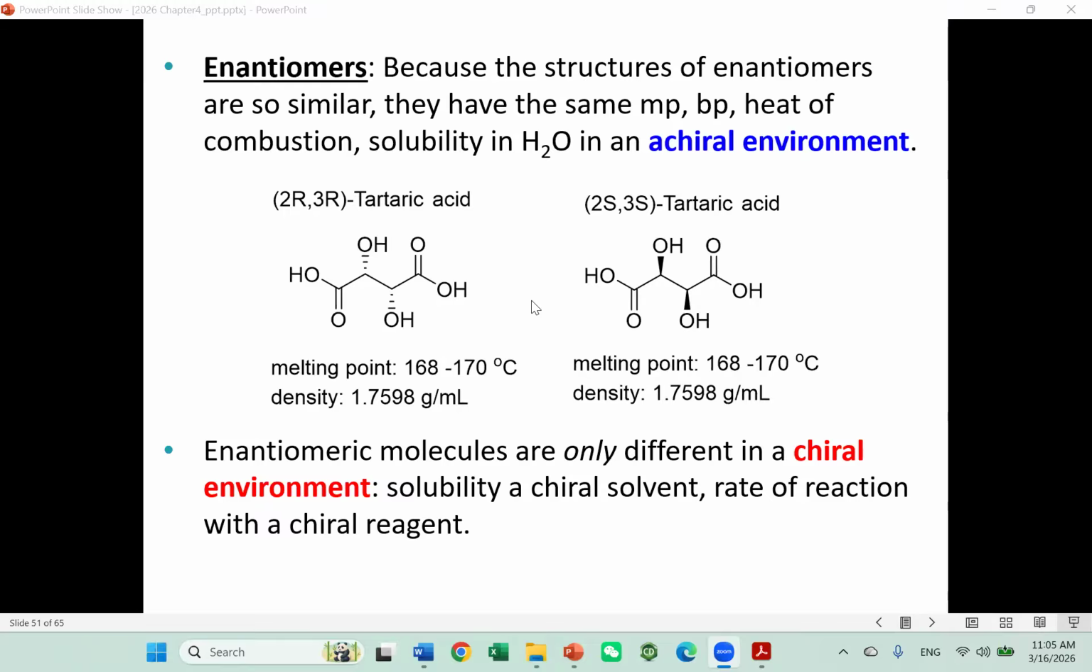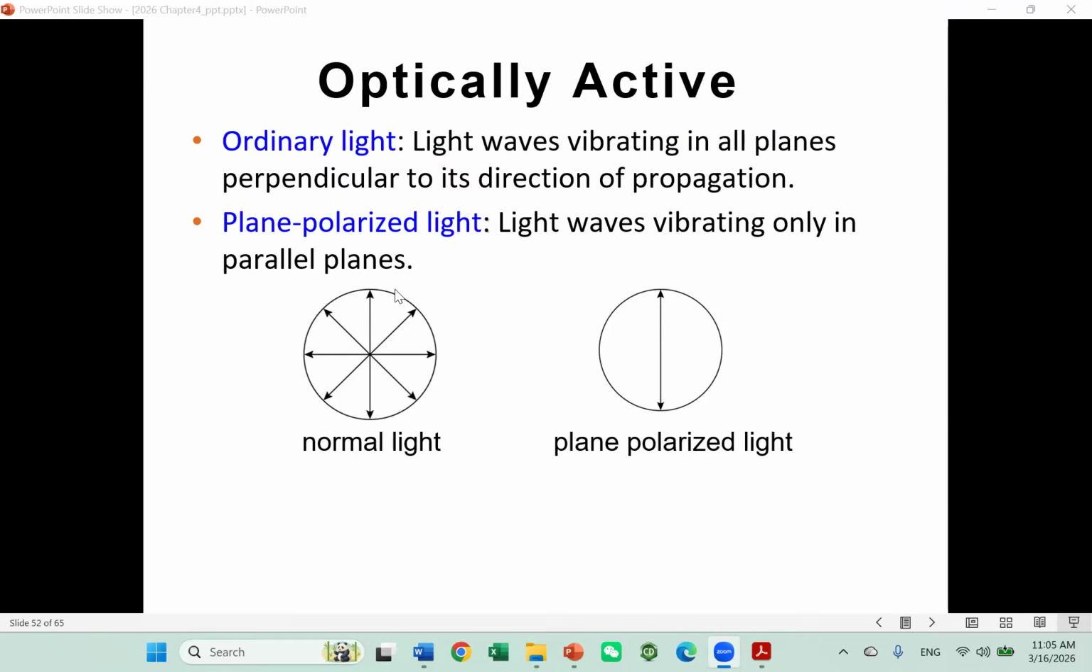Okay, you can only distinguish them in a chiral environment. For example, solubility in a chiral solvent or reaction rate differences in a chiral environment. Okay. However, there is one special physical method that can distinguish enantiomers. We use a polarimeter. Before we learn about the polarimeter, we first learn what plane polarized light is.